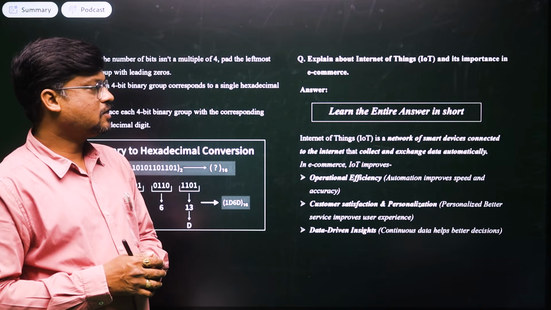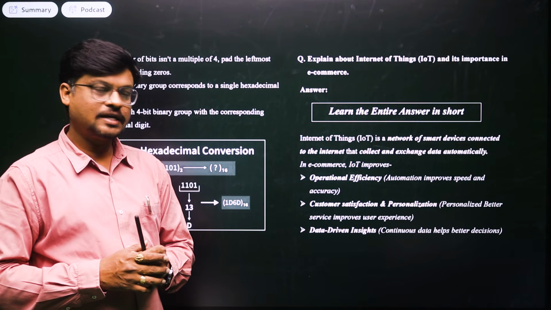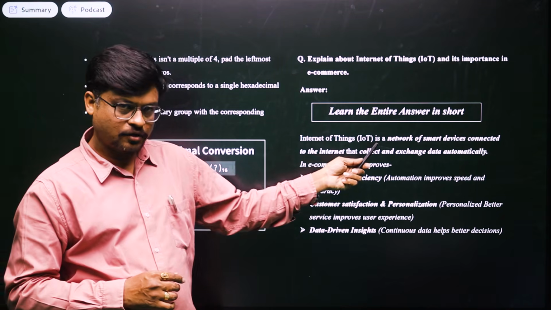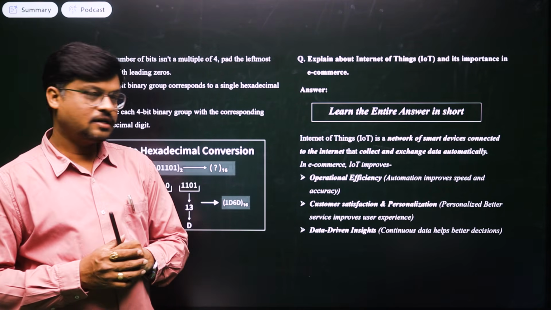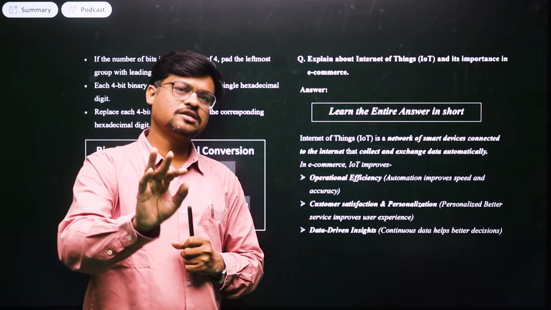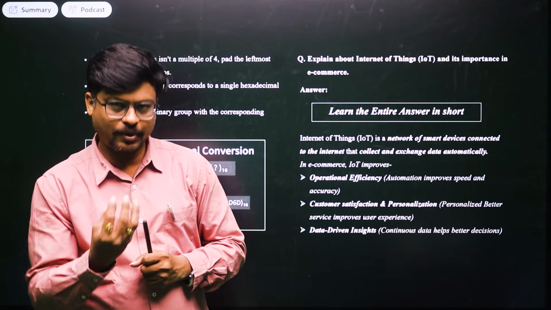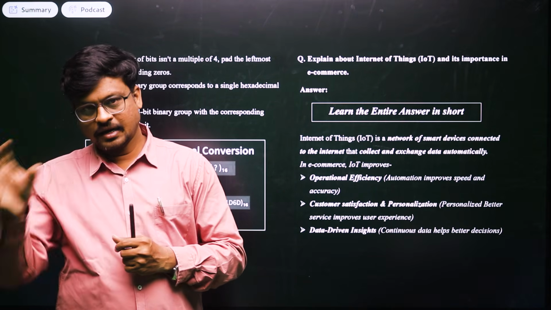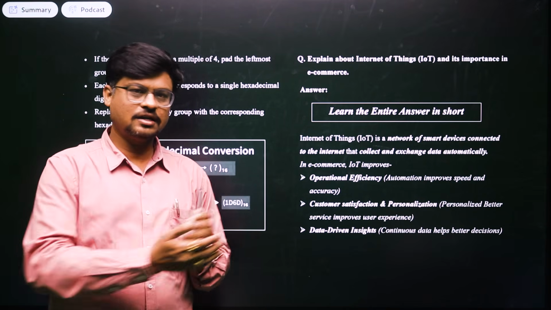IoT, the Internet of Things, is a network of smart devices connected to the internet that collects and exchanges data automatically. Being in the first semester, you consider it as AI, artificial intelligence, and we have a subpart of it, machine learning, and a subpart of it, deep learning and Internet of Things.